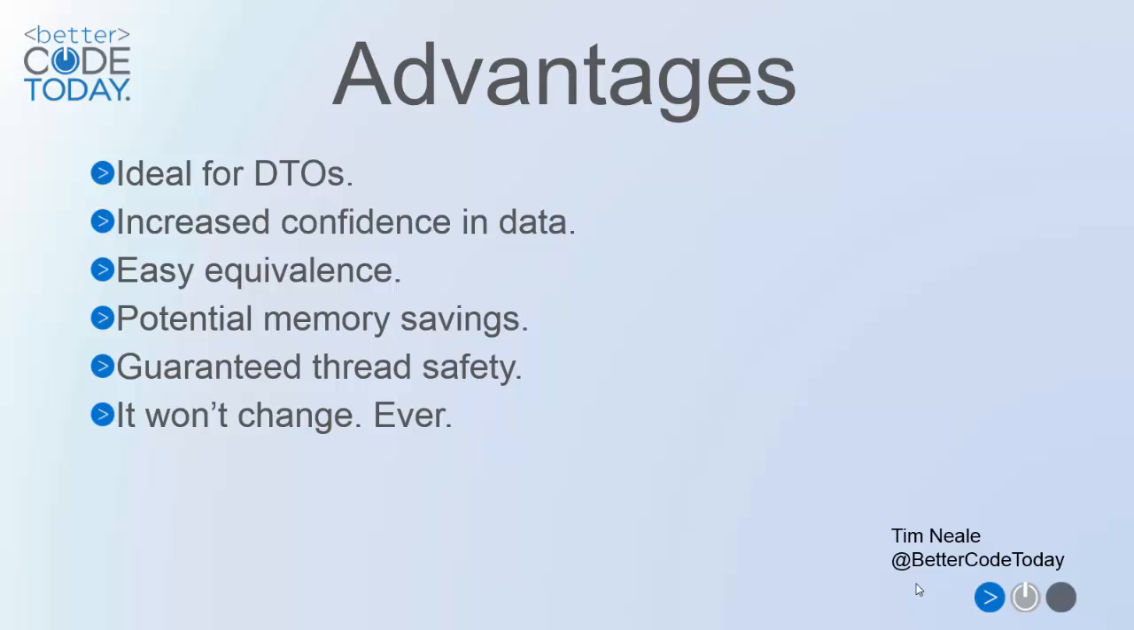Immutable objects are also inherently thread safe. If you can't change them, then you'll never get issues where one thread changes the object while another is using it. It simply can't happen. The object state is fixed and will never change.